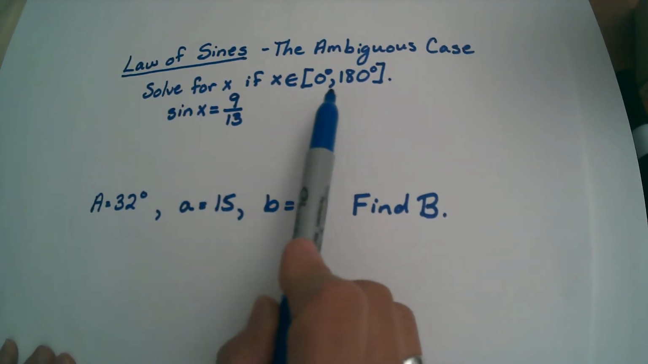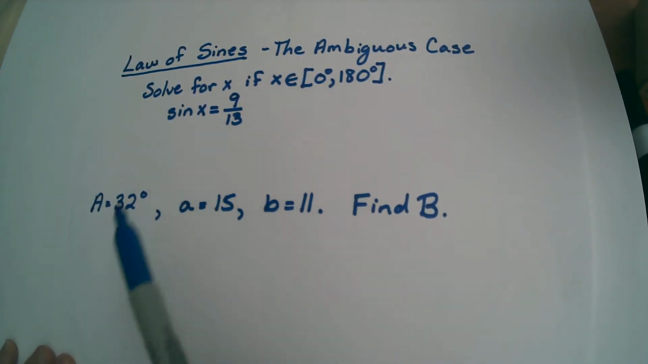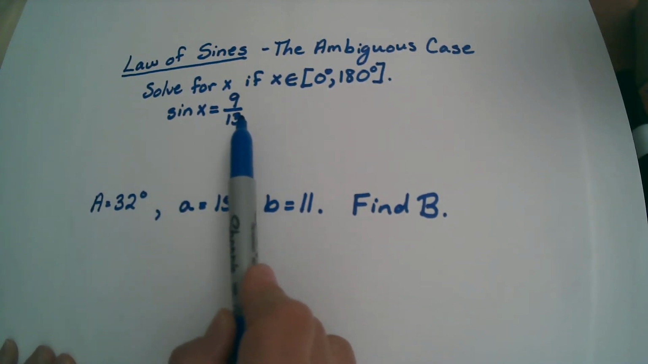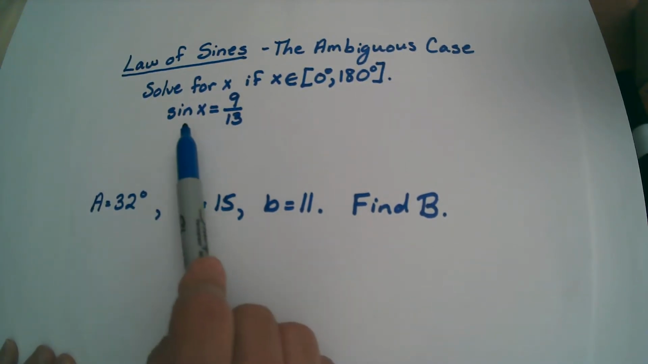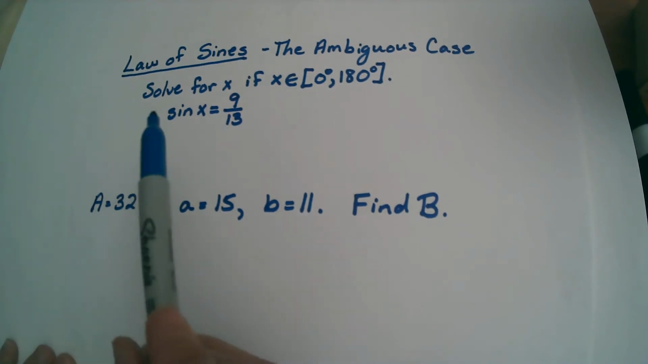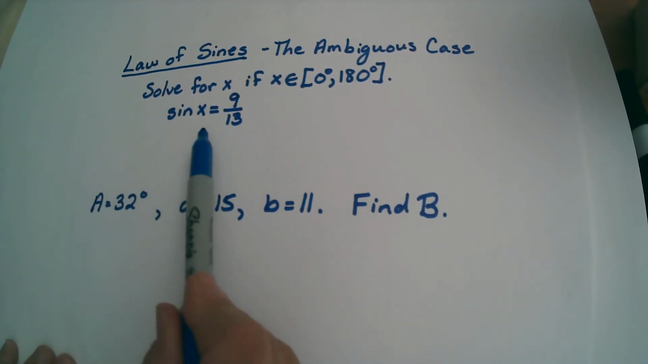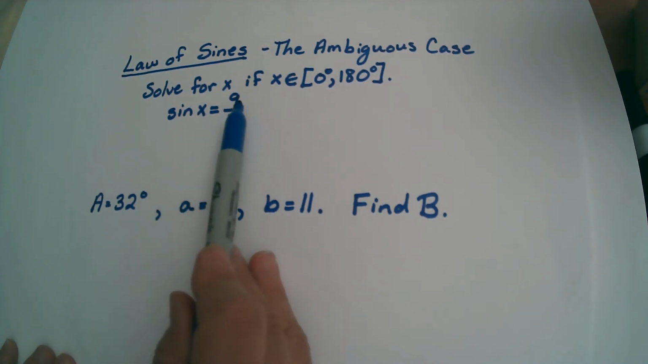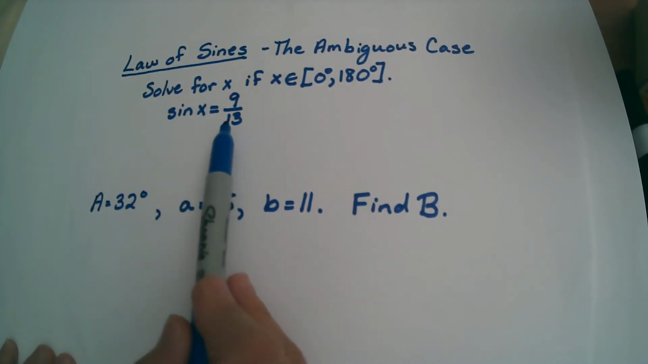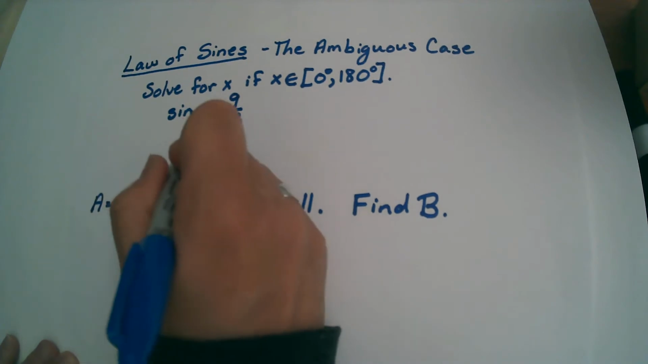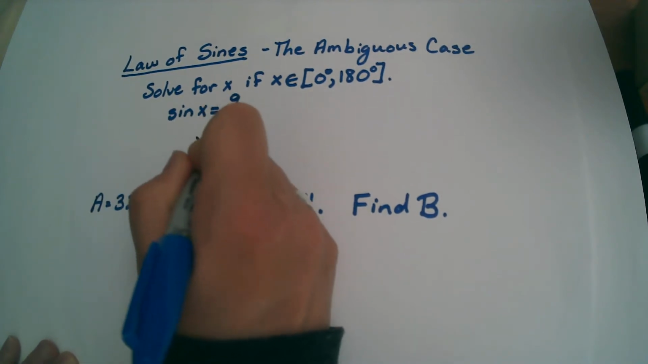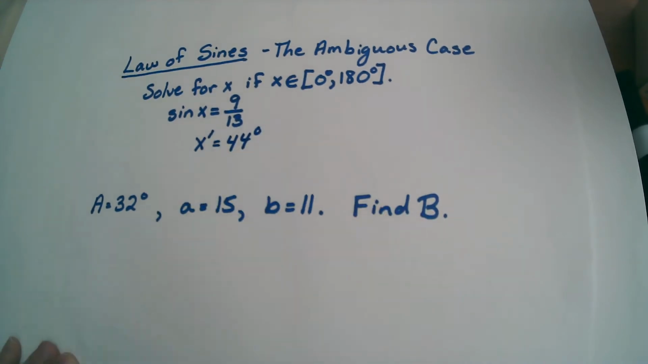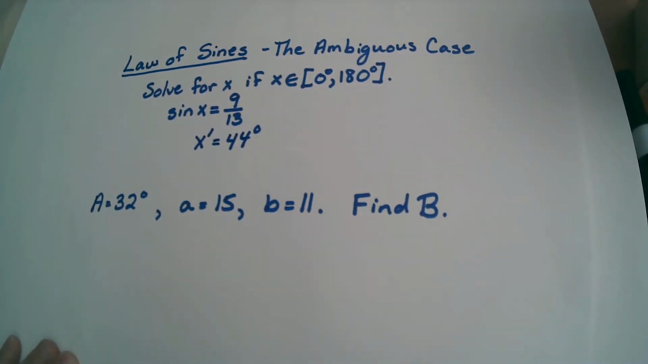I know often we've been working in radians, but because we're going to be solving triangles where we're looking for angle measures in degrees, I thought we would do this in degrees. So to solve for x, we would punch into our calculator the inverse sine of 9/13. The reference angle for this equation would be 44 degrees. Do make sure that you're in degree mode for these problems.